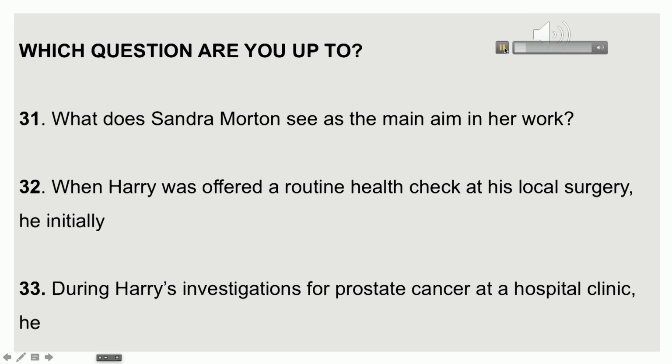So, let me tell you a bit more about my patient Harry. Like many middle-aged men, Harry was offered a routine health check at his local doctor's surgery.